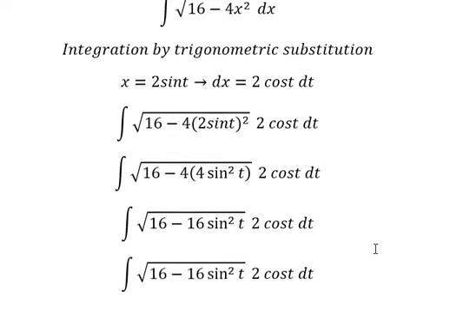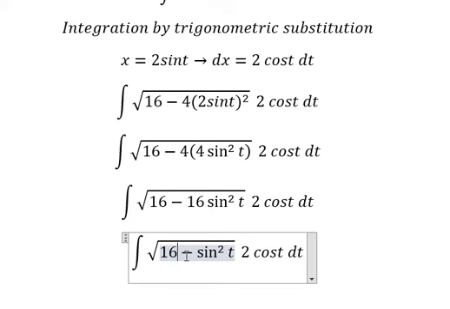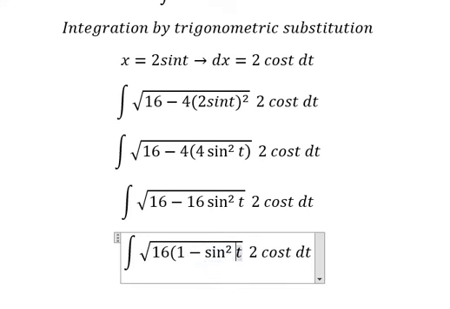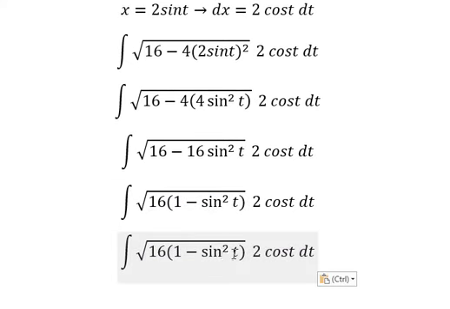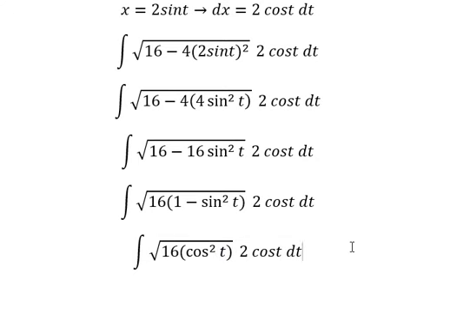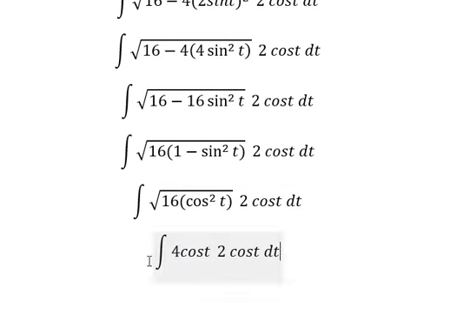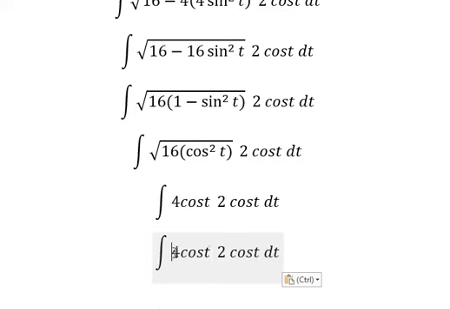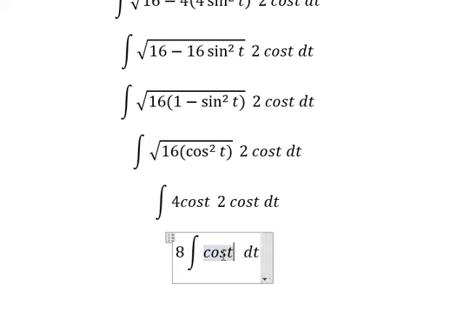Next, 16 we can do factorization. So 1 minus sine t square we change by cosine t square. And this one we have 4 cosine t. 4 and 2 we have 8. Cosine t we have cosine t square.